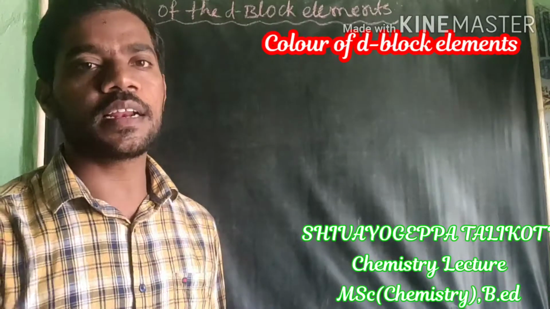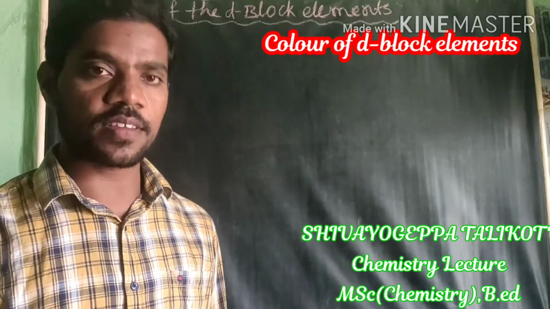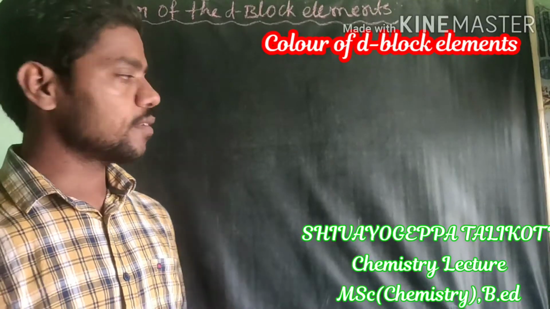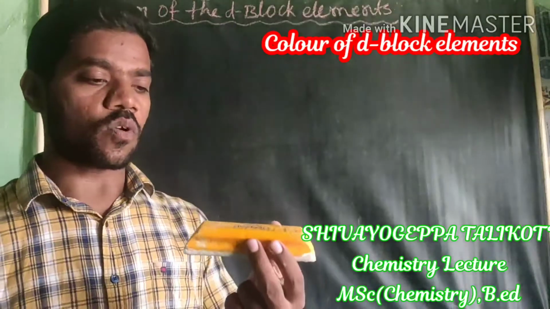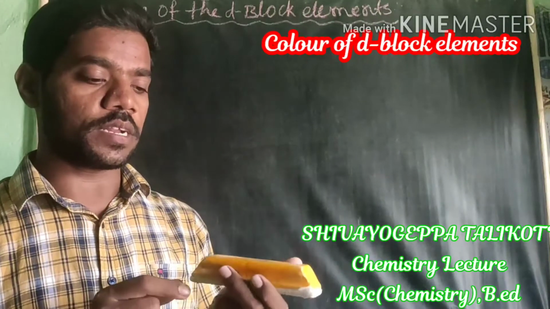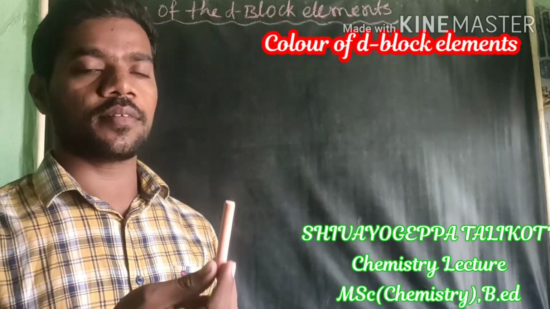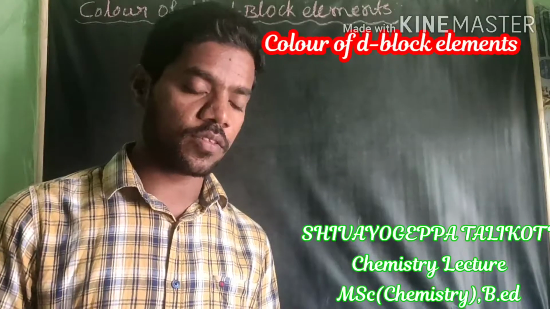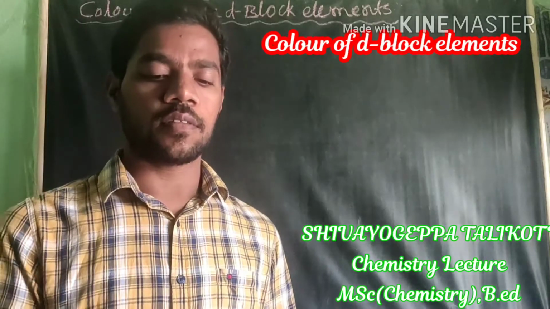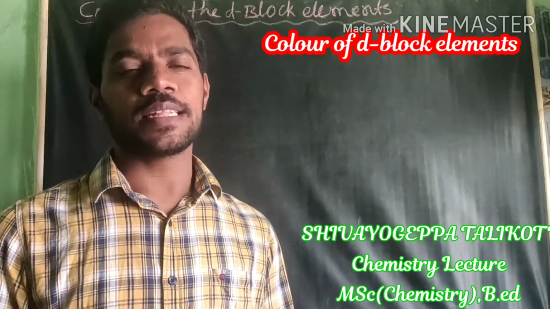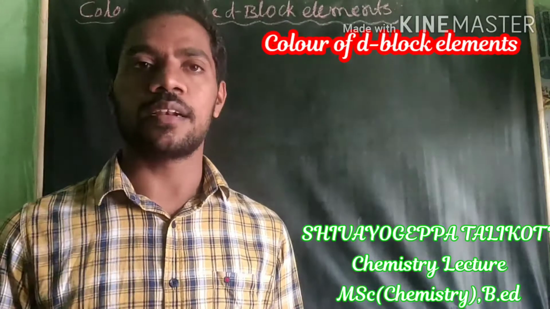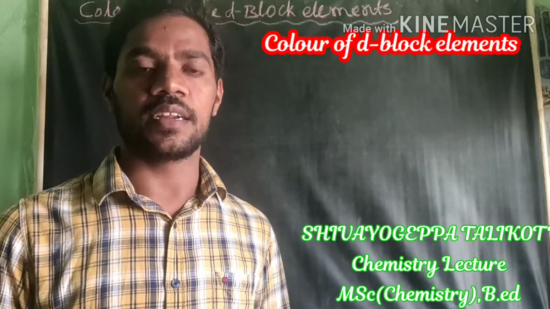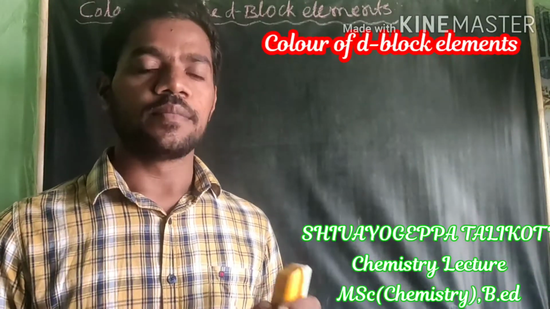Why do we see colors? For example, this my shirt is one color, and this is black, and this duster is yellow. Next, this one you see here is a different color, and this chalk is white. Why do all these objects in nature appear in different colors? Why are they showing different colors?